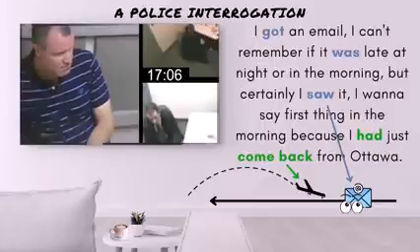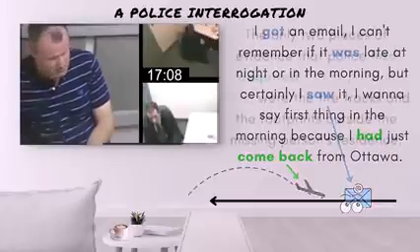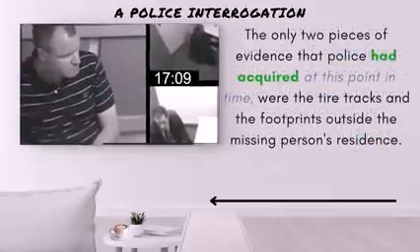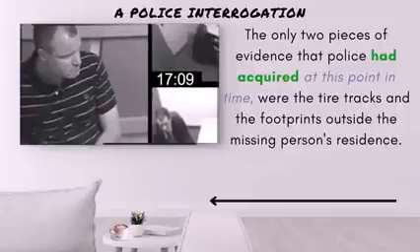Things like fingerprints, blood samples, sure, things like that? Yeah. Okay. The only two pieces of evidence that police had acquired at this point in time were the tire tracks and the footprints outside the missing person's residence.